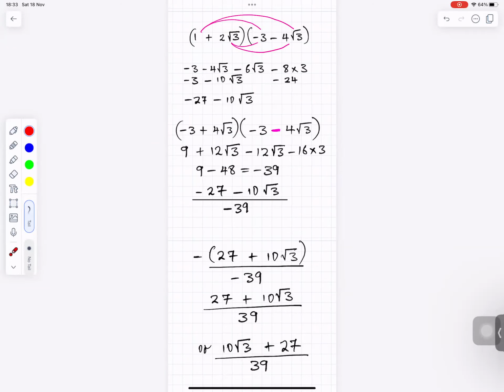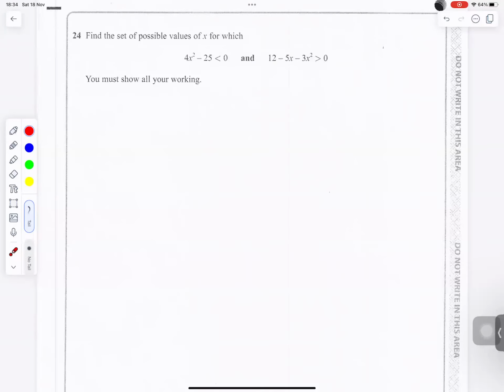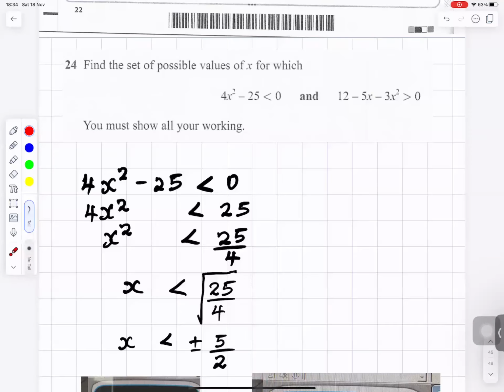And that's the next page. Question 24. Find the set of possible values of x for which 4x squared minus 25 is less than 0. Let's solve that first. Minus 25 goes to the right, it becomes plus 25. It's times 4, that means take it to the right, divide by 4.